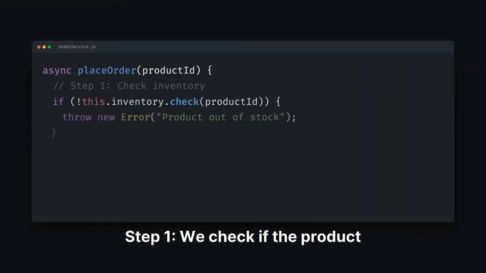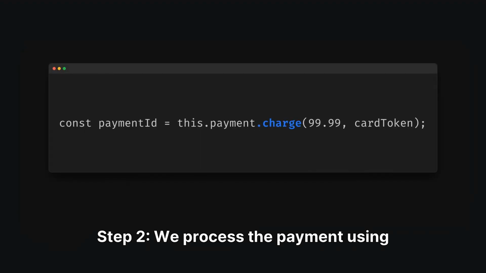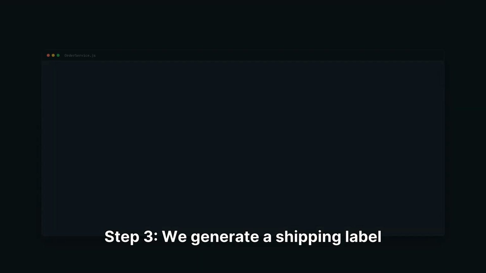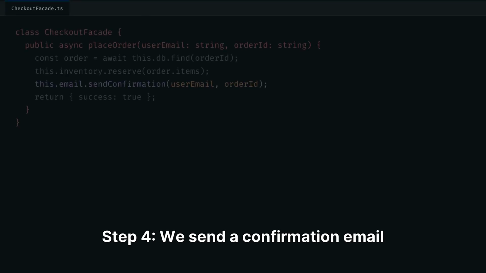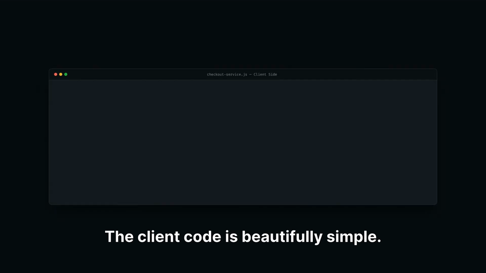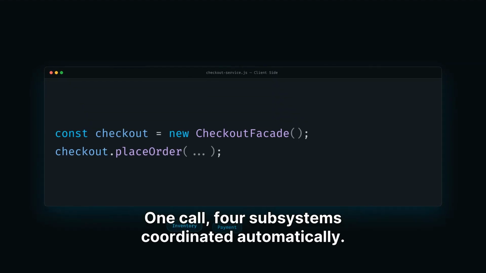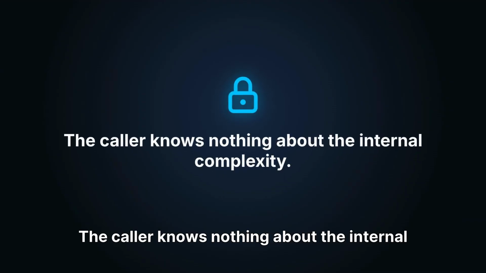Step 1, we check if the product is actually in stock. Step 2, we process the payment using the provided card token. Step 3, we generate a shipping label for the customer's address. Step 4, we send a confirmation email with the new order ID. The client code is beautifully simple. 1 call, 4 subsystems coordinated automatically. The caller knows nothing about the internal complexity.